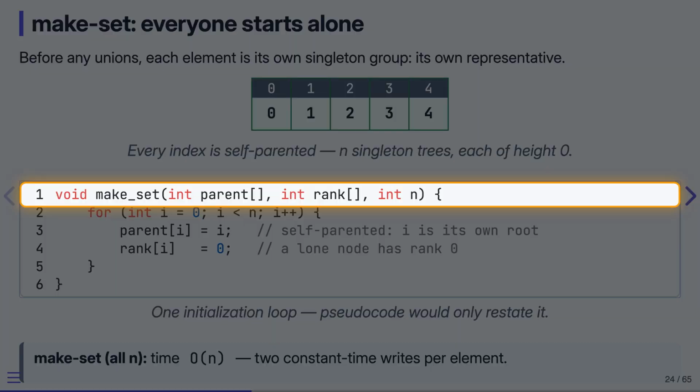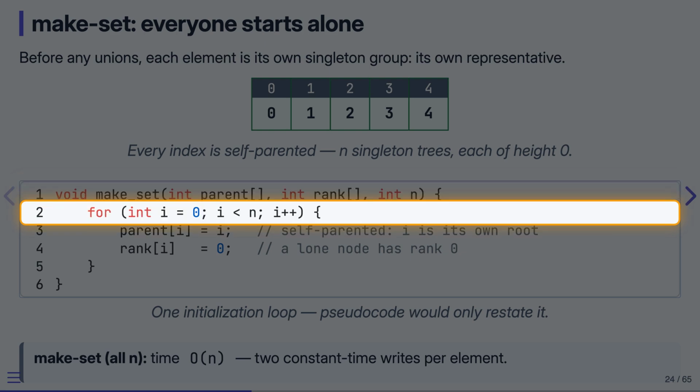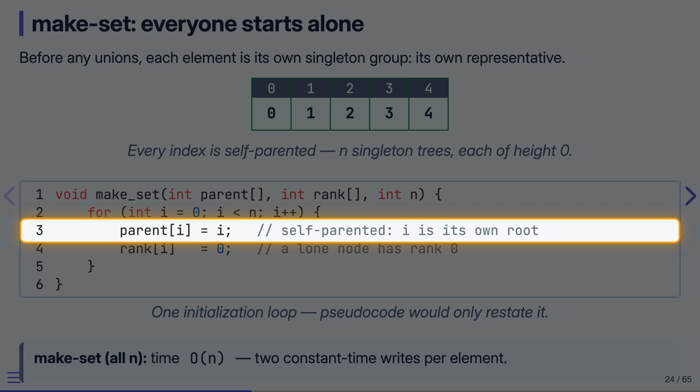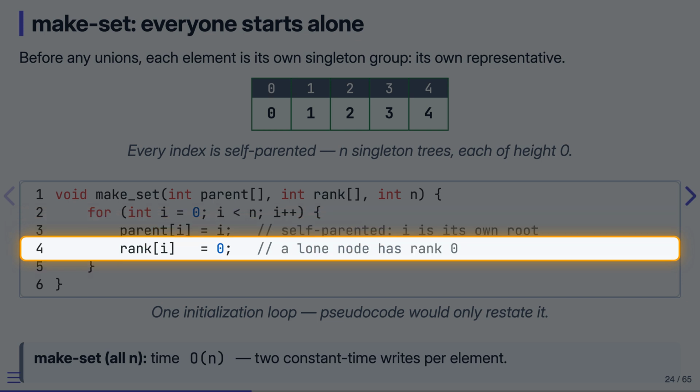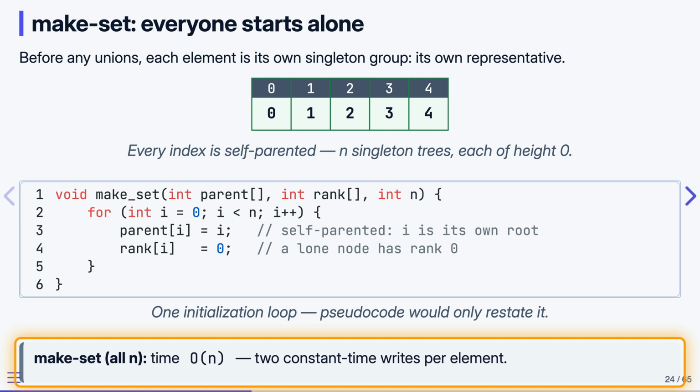Now the code. The function makeSet takes the parent array, the rank array, and the count in. It loops over every index I, from 0 up to n. It sets parent at I to I, so each element becomes its own root. It sets rank at I to 0. A lone node has rank 0. Setting up all n elements costs big O of n, that is 2 constant time writes per element.